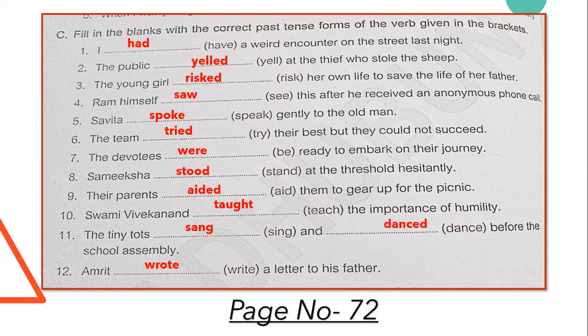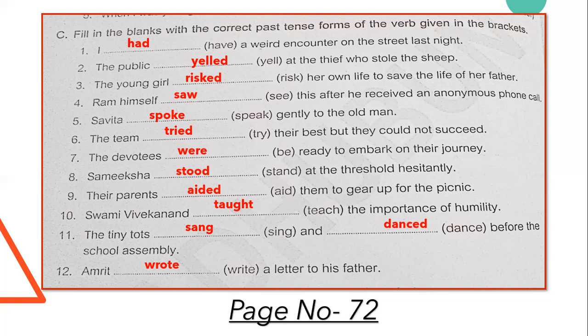Okay, so I had a weird encounter on the street last night. The public yelled at the thief who stole the sheep. The young girl risked her own life to save the life of her father. Ram himself saw this after he received an anonymous phone call. Savita spoke gently to the old man.